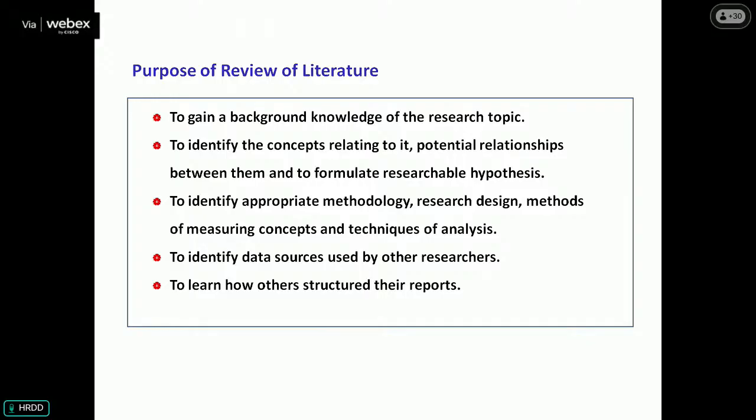So the purpose listed: to gain background knowledge of the research topic, to identify the concepts relating to it and potential relationships between them, and to formulate researchable hypotheses.